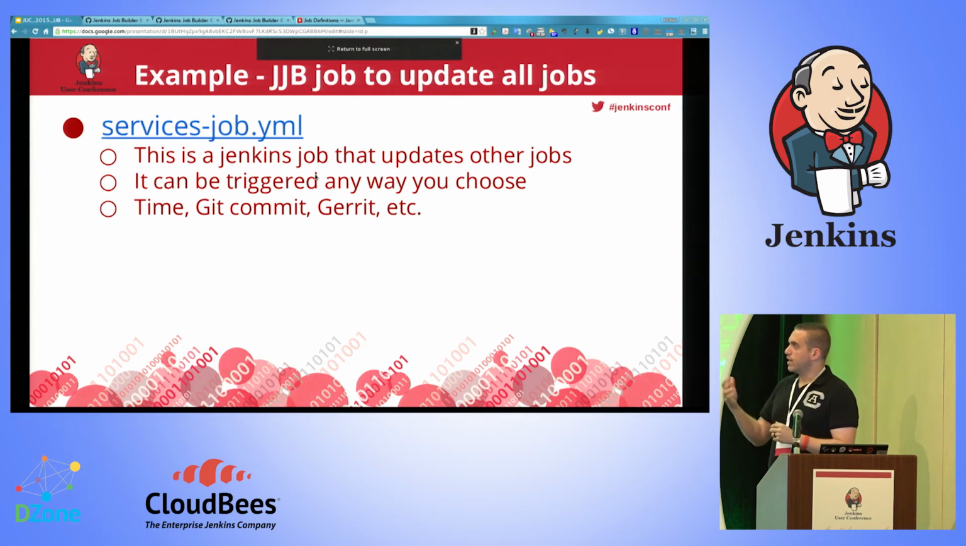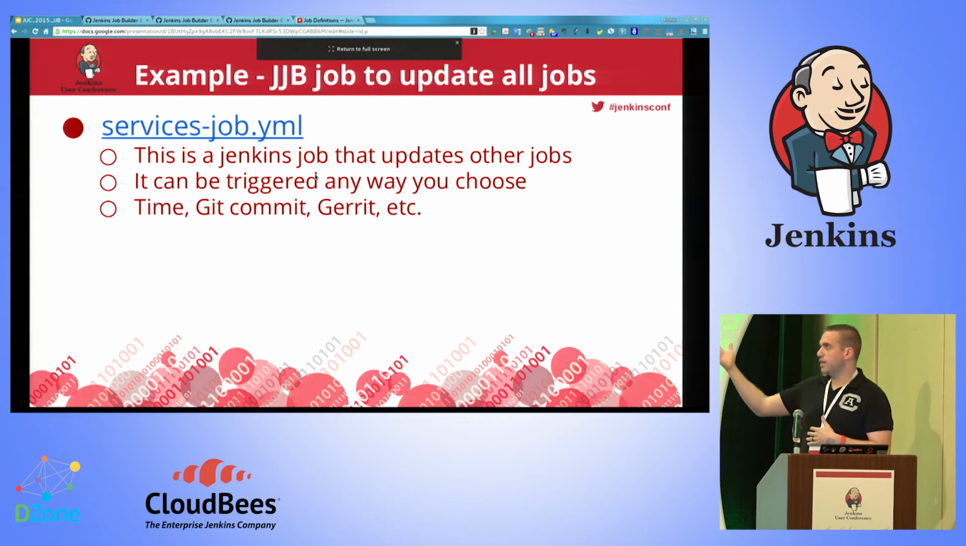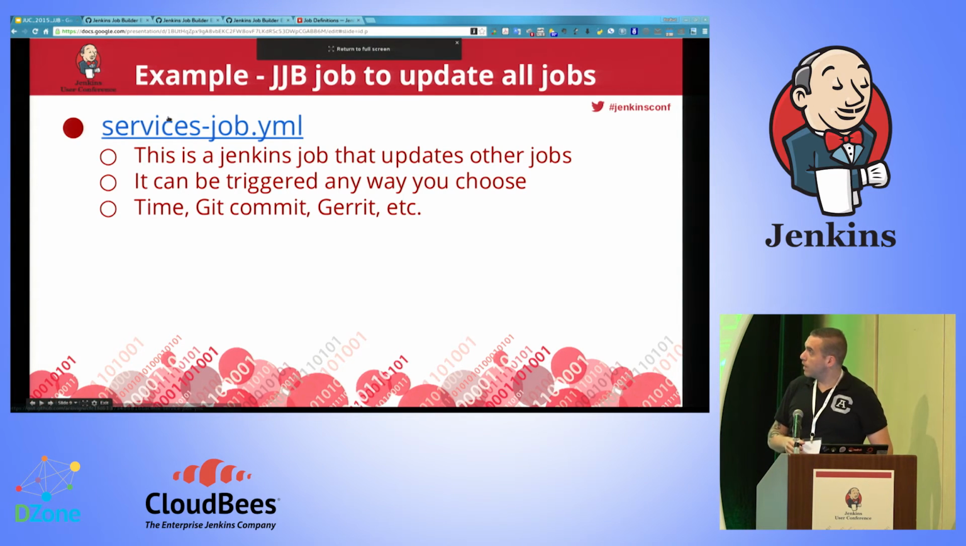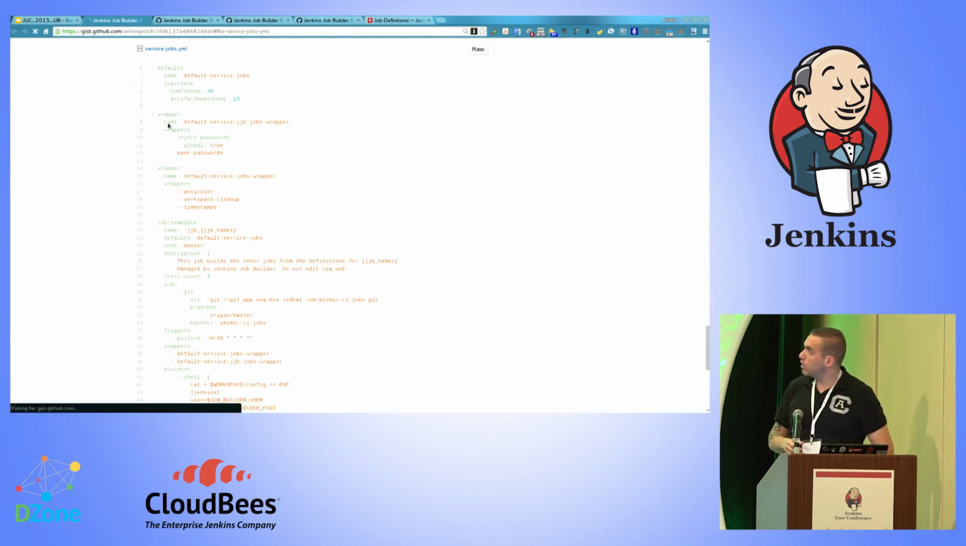It's a Jenkins job that updates other jobs, and it can be triggered off of a git change. So if there's a git change to your repo, it will automatically rerun this and then update any of those jobs. It could be git time or Gerrit or any of these other trigger events to do that. And I'm going to show you that real quick too.